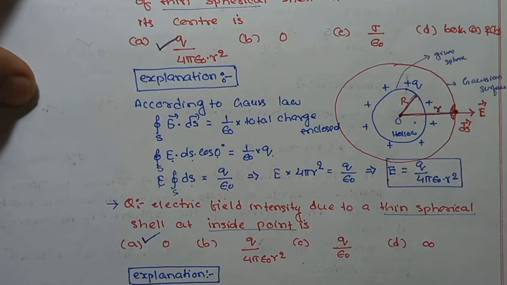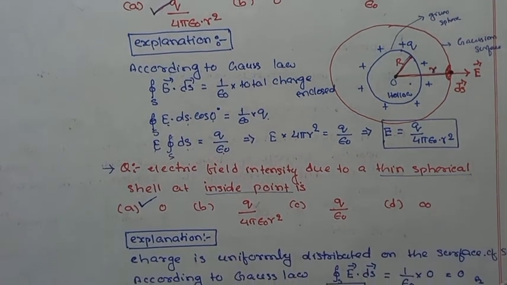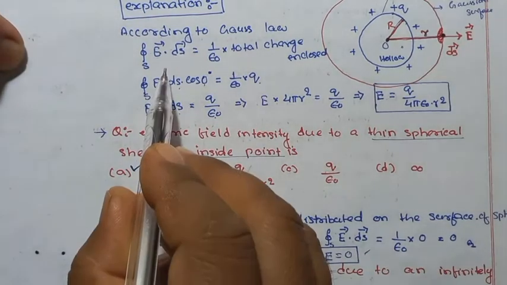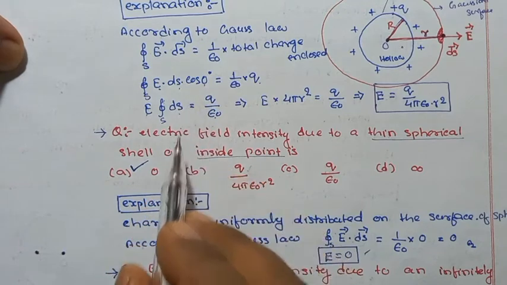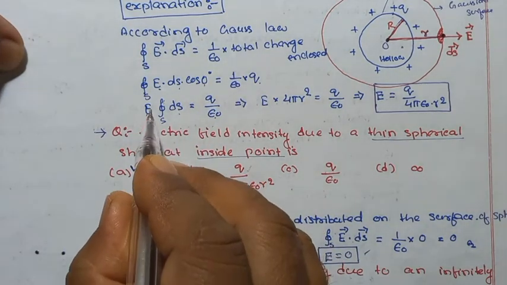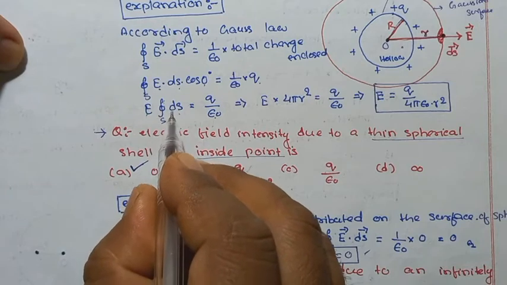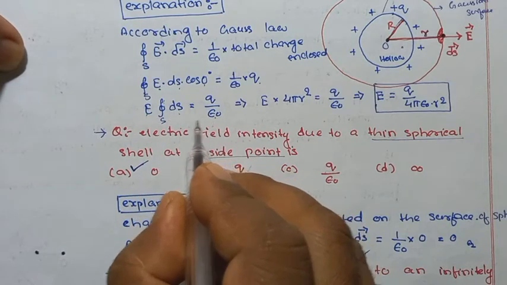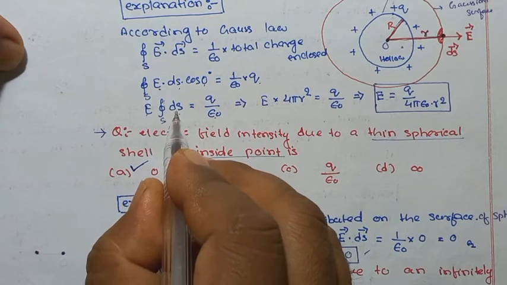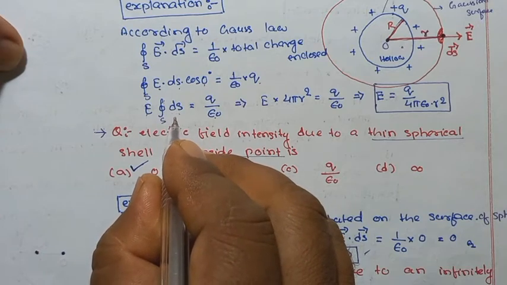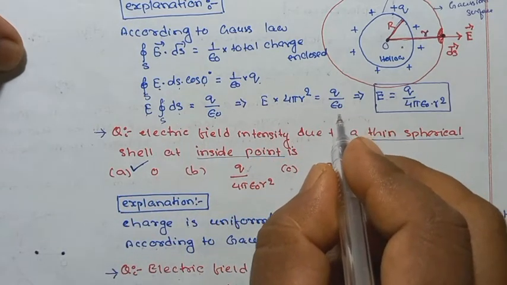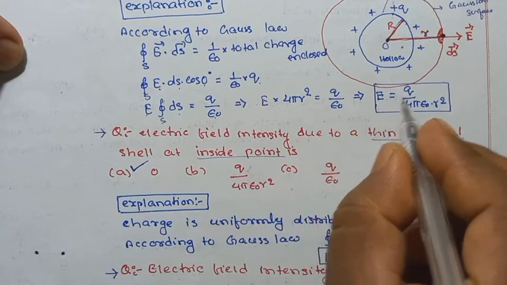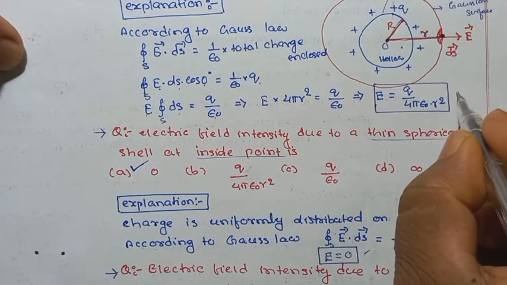And the direction of E vector and ds vector are in the same direction. Therefore, angle theta is equal to 0. So E vector dot ds vector is equal to E ds cos theta. That is theta is 0. So cos 0 is 1. Therefore, E closed surface integration of ds is equal to Q by epsilon 0. And the closed surface integration of ds, that is the surface area of the sphere, that is 4 pi r square. So E into 4 pi r square is equal to Q by epsilon 0. So after simplification, we get E is equal to Q by 4 pi epsilon 0 r square.